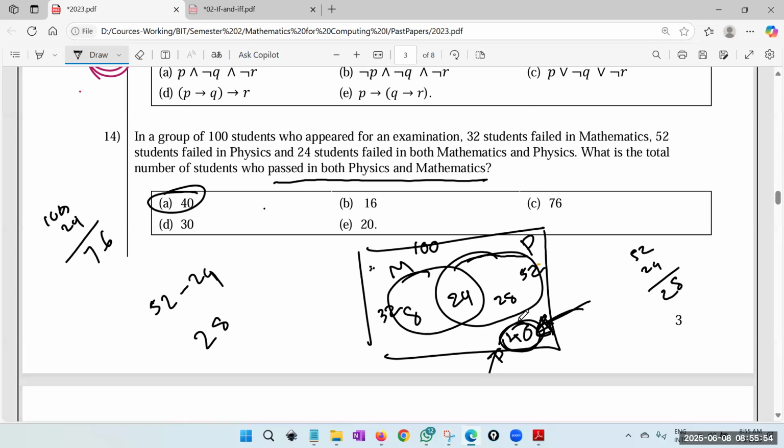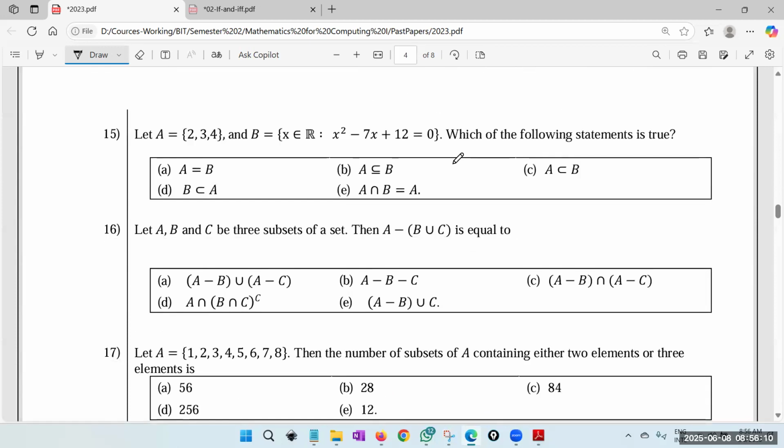But building the Venn diagram was a little bit difficult because they talk about the failures, but we keep looking for the pass students. Anyway, with both approaches we get the same answer.